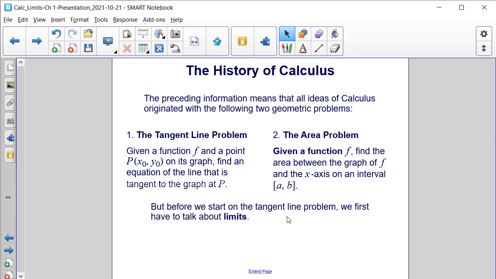But before we discuss the tangent line problem, we first need to talk about limits. Why, you may ask? Well, the tangent line problem is actually solved using limits. So let's start talking about them.